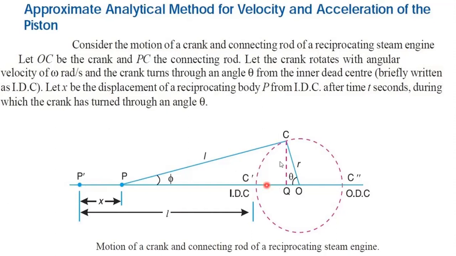When the crank starts rotating, it will have a small displacement and come to a point P with some angle theta. So this X will be representing the displacement of the reciprocating body P from inner dead center when it tries to move to the outer dead center, having a time T, during which the crank would have made an angle theta. So this is the basic outline of the diagram. Now we are going to derive the velocity and acceleration. Once we derive the velocity, if we further differentiate, we'll be getting acceleration. So this is the concept.